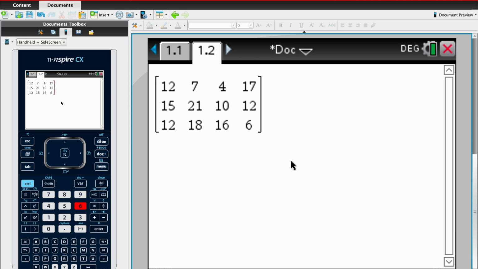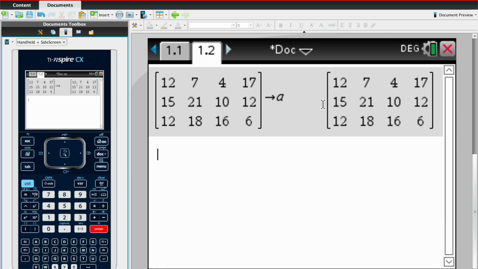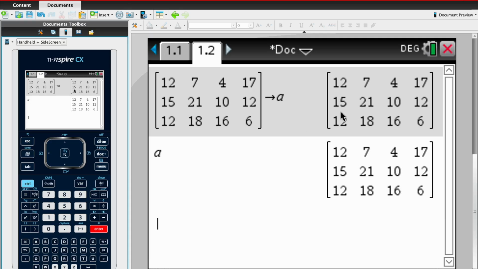16 and 6. All right, now we need to define our matrix. Let's go control var, and we'll define it as A. Call it whatever you want, really. There it is. Let's make sure we actually defined it. There it is. Okay. Now let's run a chi-squared test.